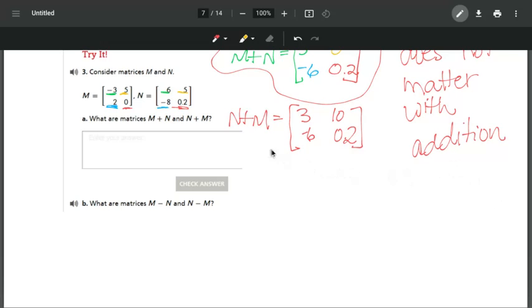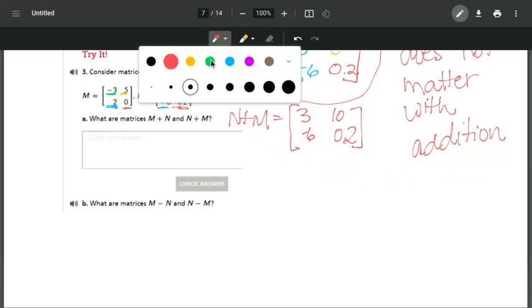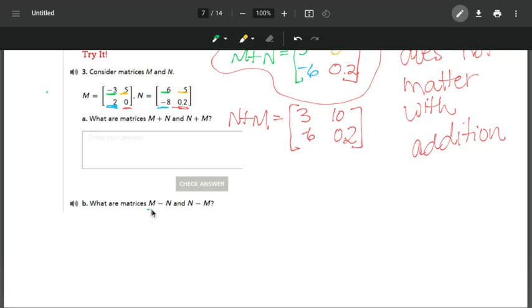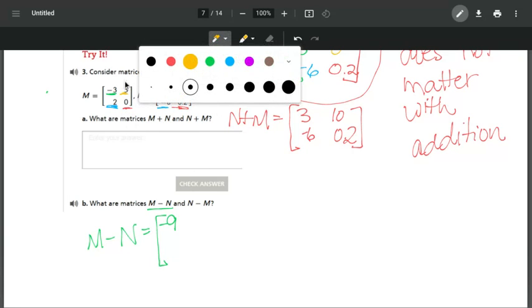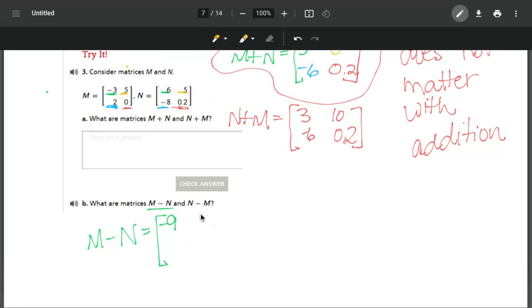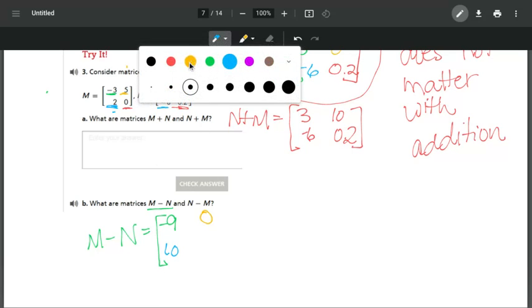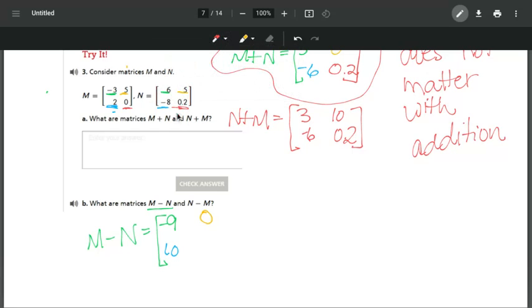Now to subtract, let's see what happens there. So let's first start by finding m minus n. -3 minus 6 is -9. And then -5 minus 5 is 0. 2 minus -8 is 10. And then 0 minus 0.2 is -0.2.